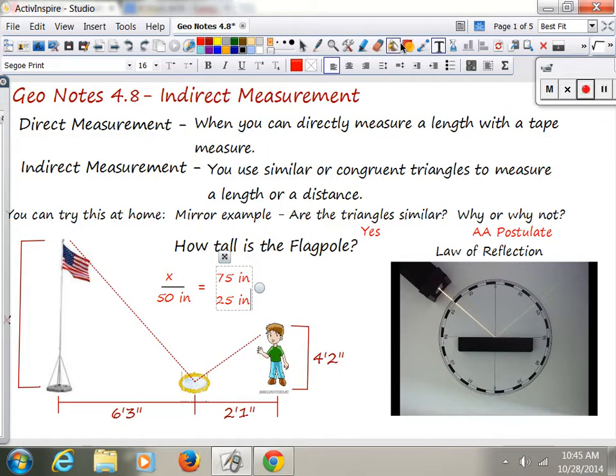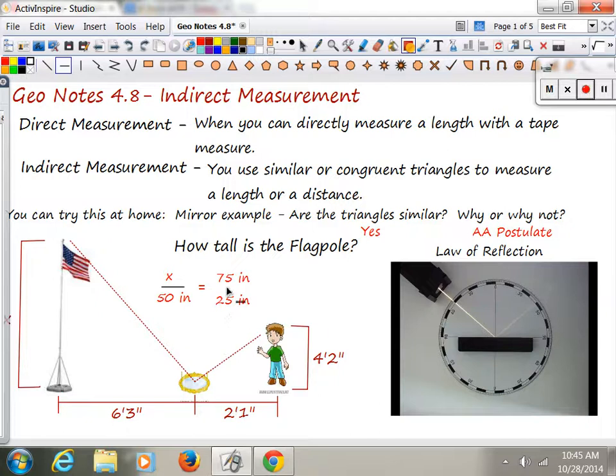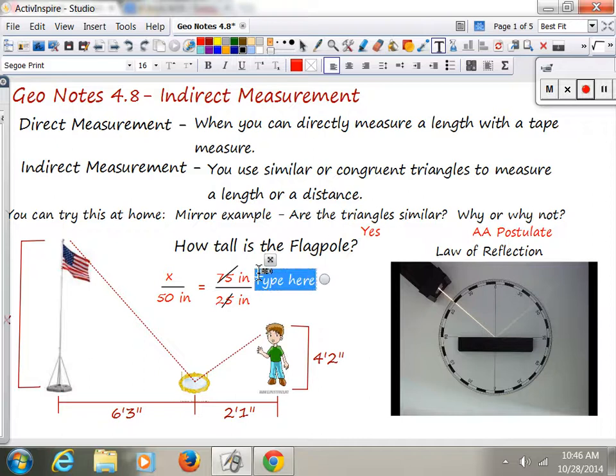I would suggest to reduce in your head if you can. If you can reduce easily, I would do it. Can you reduce 75 over 25? Yes, we could actually reduce those to 3 over 1. It's always a smart thing to reduce. Now you can multiply your diagonals. You're going to get 1 times x, which is just x, and 3 times 50 is 150 inches.